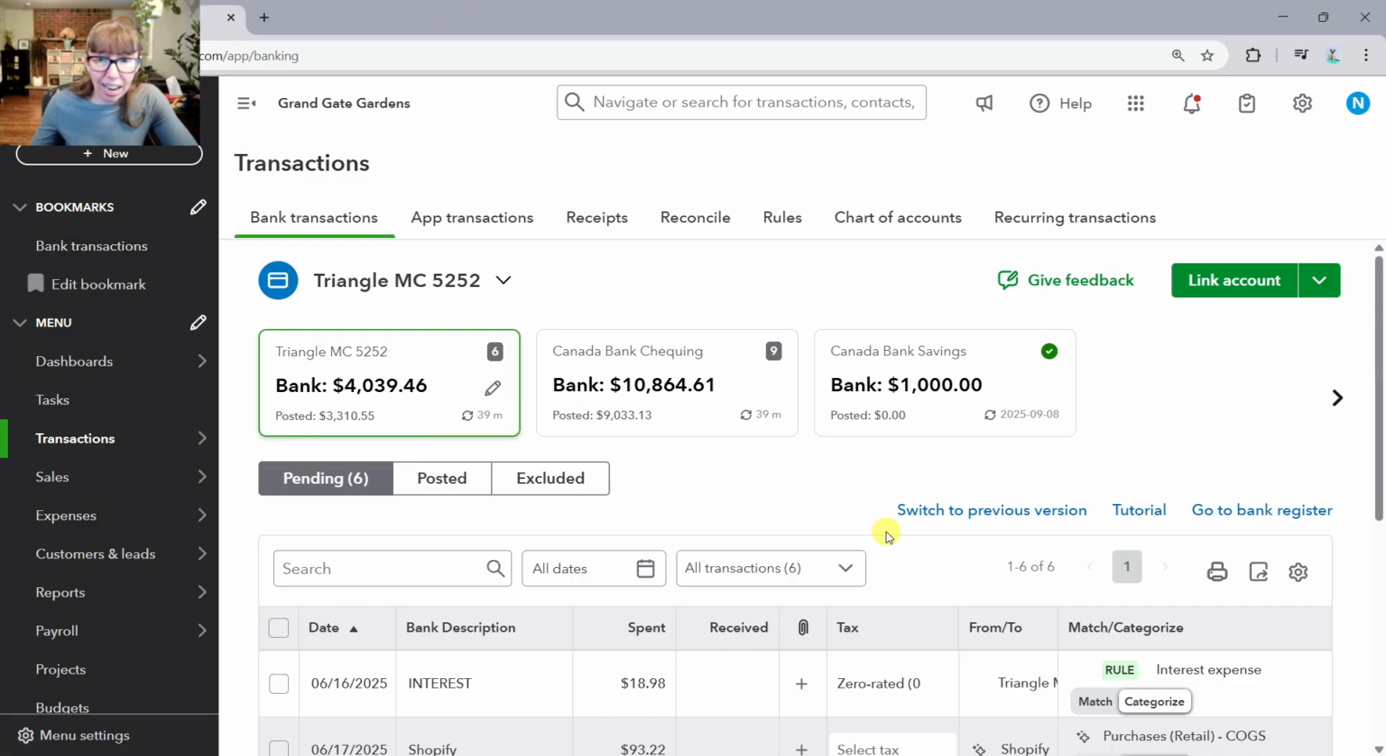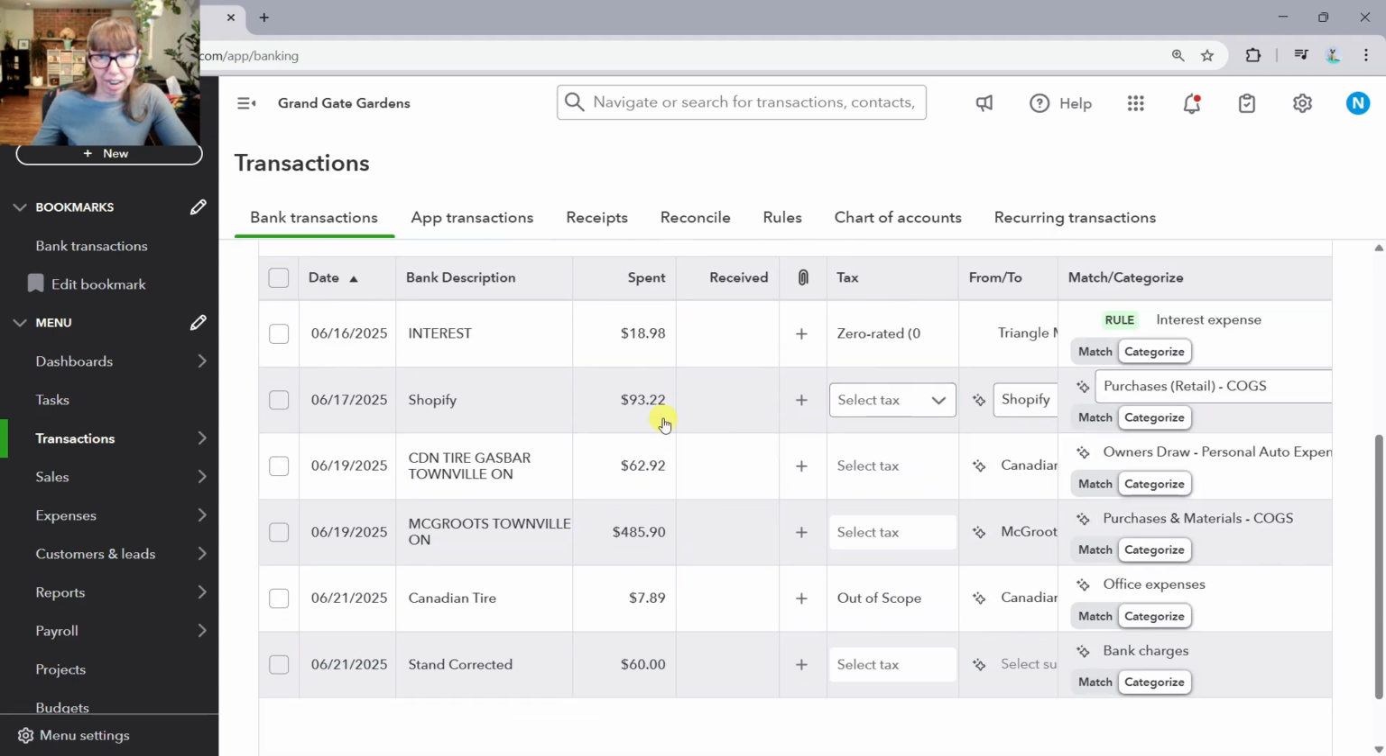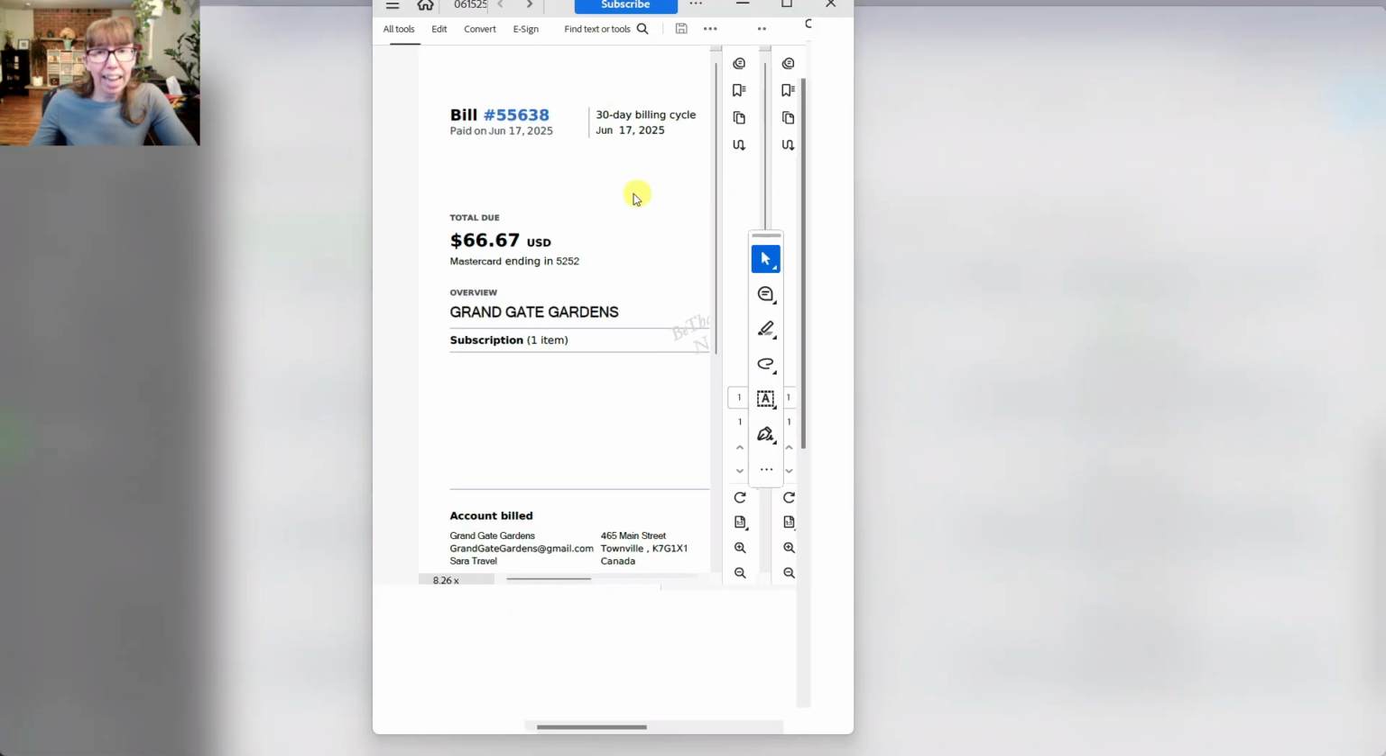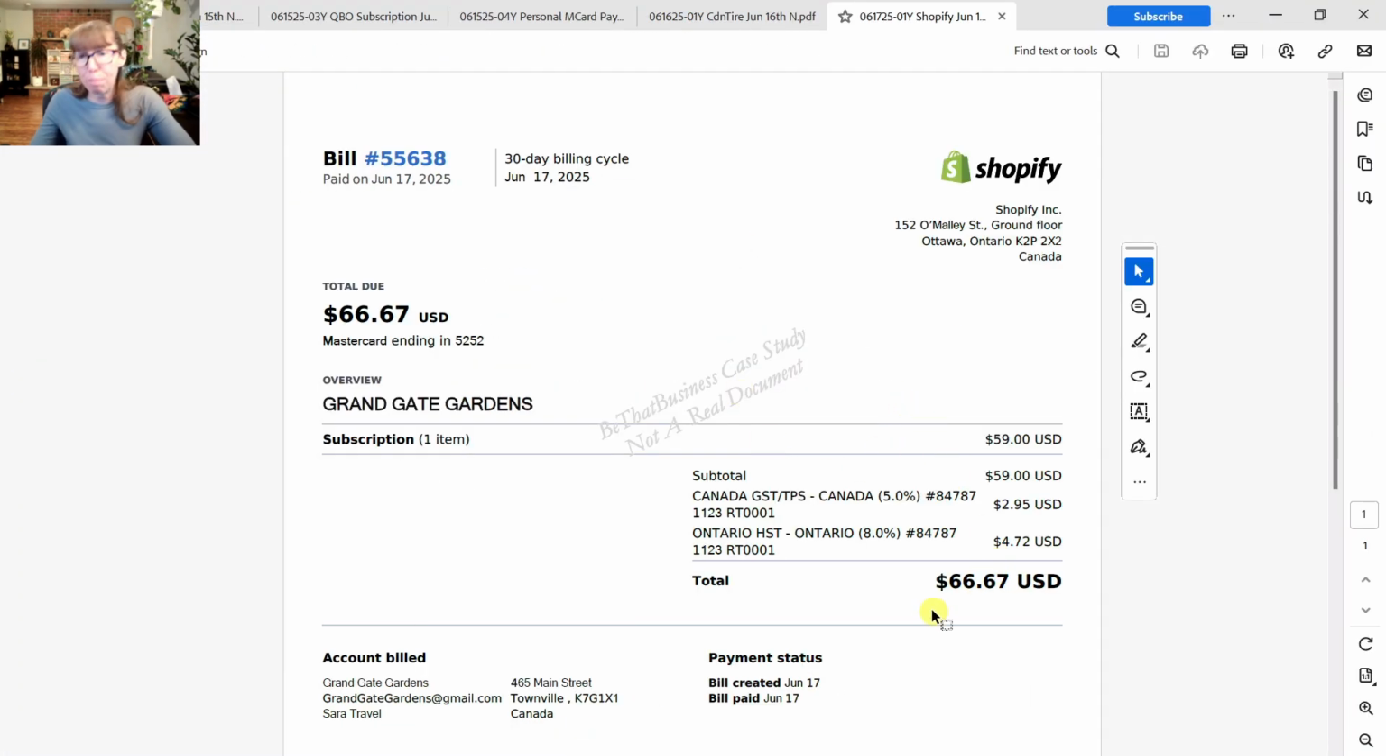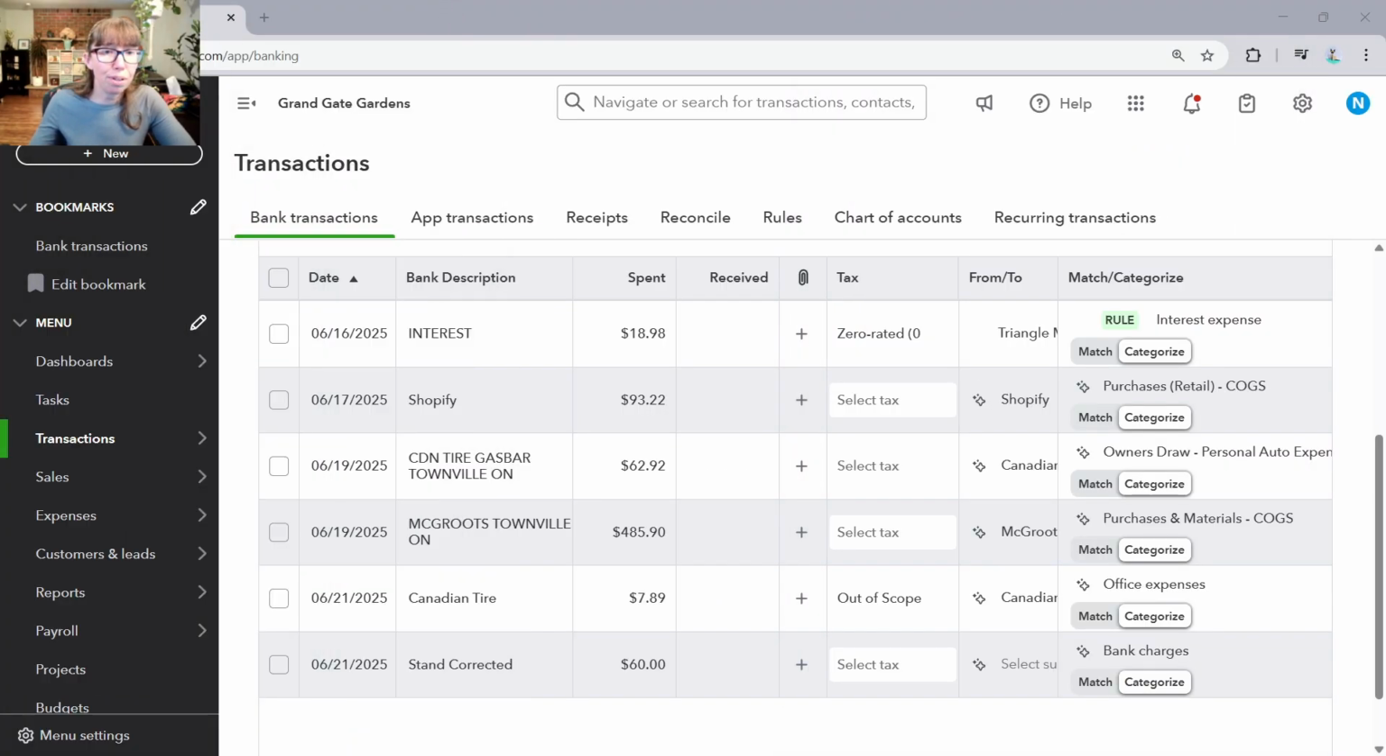So we can go ahead and set up this rule now, because we can enter this the big screen way, but we'd have to go to the bank feed anyway to see what the Canadian amount is. And if I pull this over, there's Shopify. We can see that the Canadian amount is actually $93.22. So let's go ahead and make this rule.